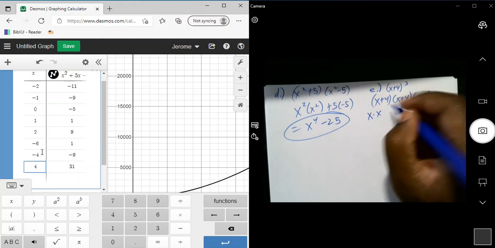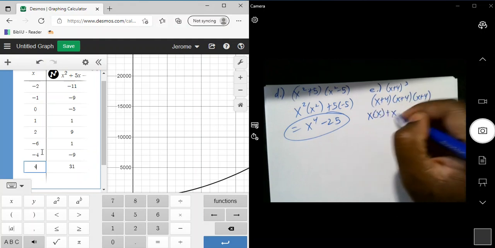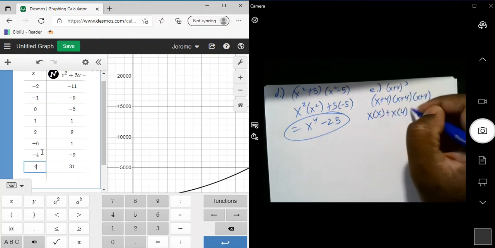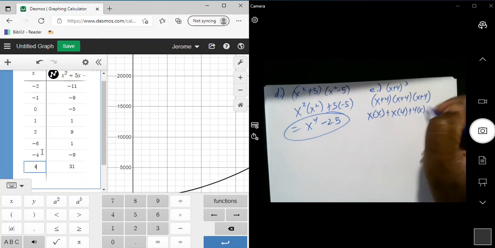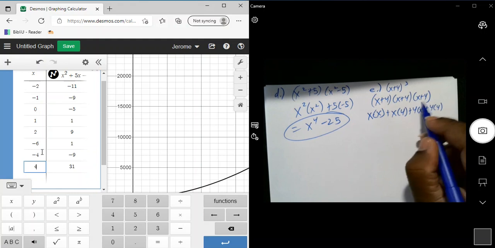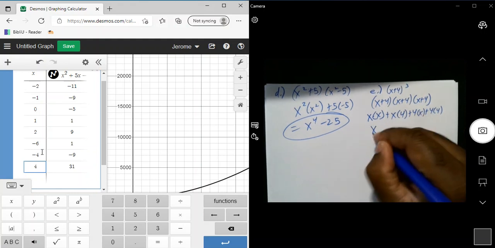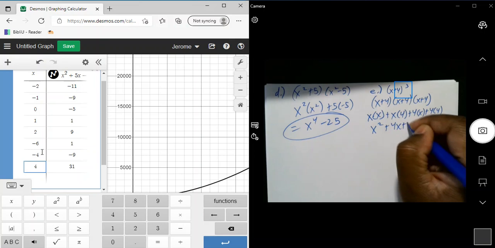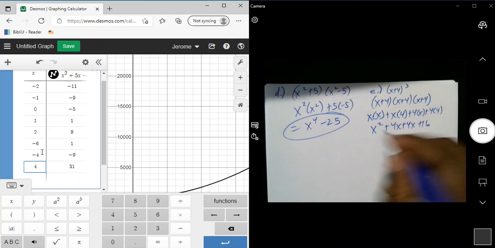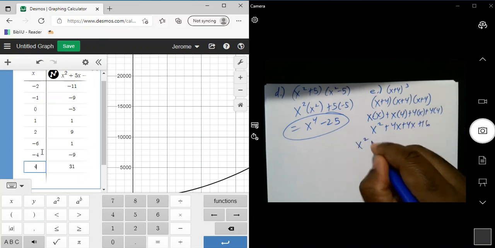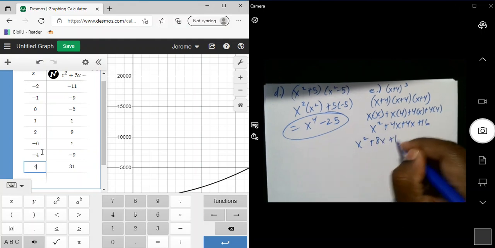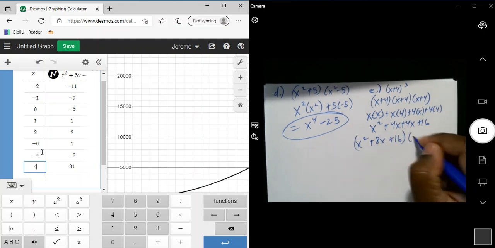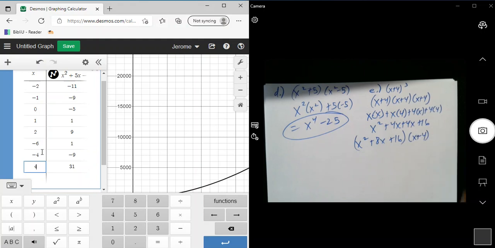So we have x times x plus x times 4 plus 4 times x plus 4 times 4. Now I'm not doing this third parenthesis yet. So this is x squared plus 4x plus 4x plus 16. So this would be x squared plus 8x plus 16, and then I'll bring down the third parenthesis.